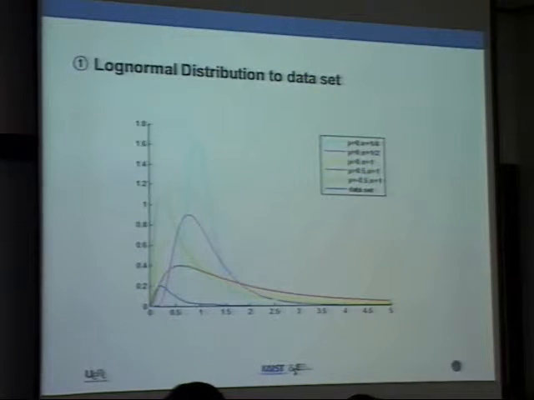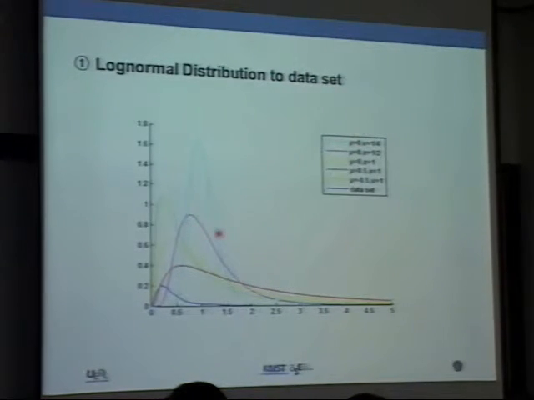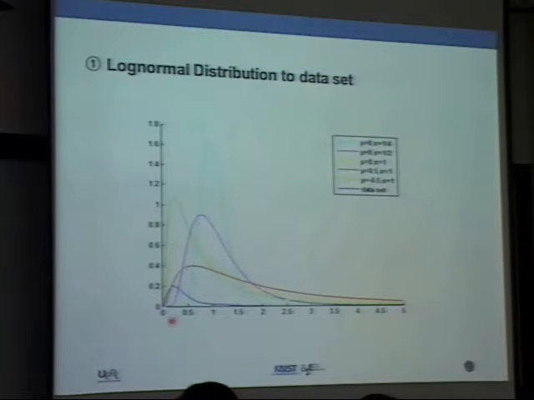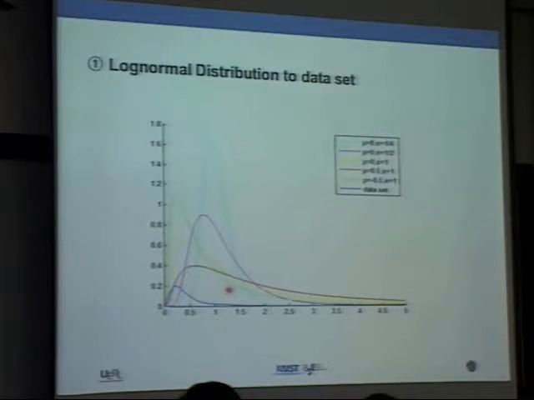In the log normal distribution graph, the blue one is our data set. The yellow one, where mu is 0 and sigma is 1, is similar to our data set.